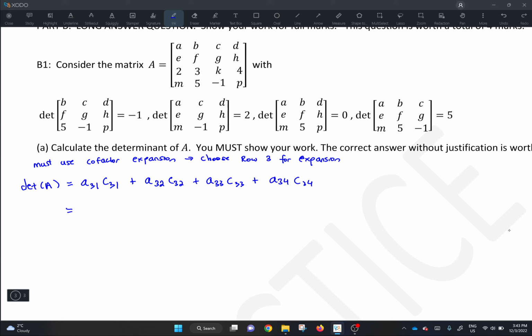Okay, next step, I'm going to replace each of these quantities with what they're equal to. A31 is 2, so the entry in row 3, column 1. And then C31 is negative 1 to the 3 plus 1 times the determinant of the submatrix A31. And the next entry, A32, is 3 times negative 1 to the 3 plus 2 times the determinant of the submatrix A32.